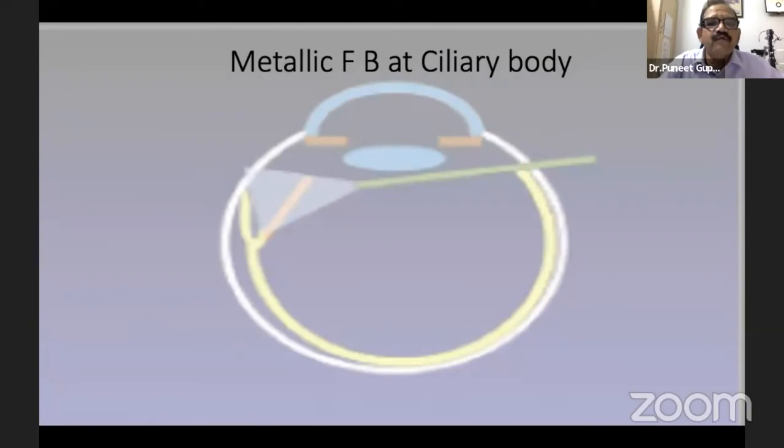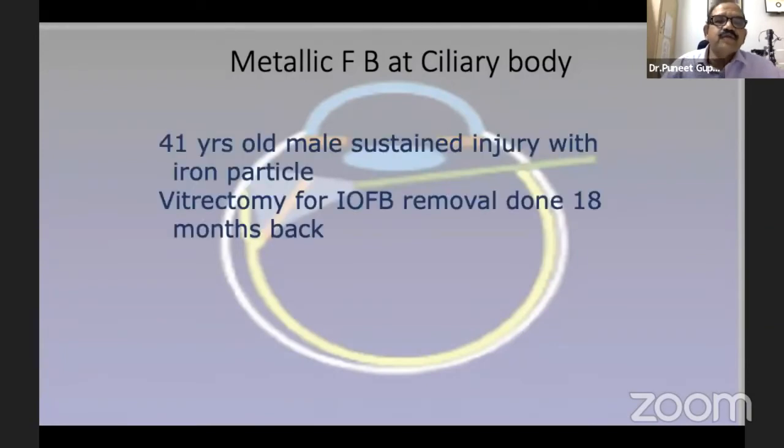I'll show you two small videos. First is a metallic foreign body at the ciliary body. This was a 41-year-old male patient who sustained injury with an iron particle.